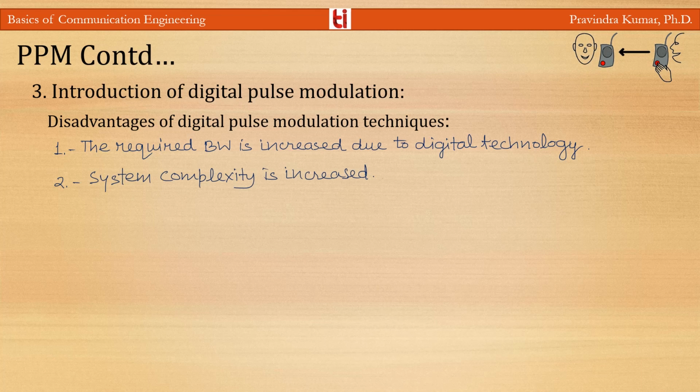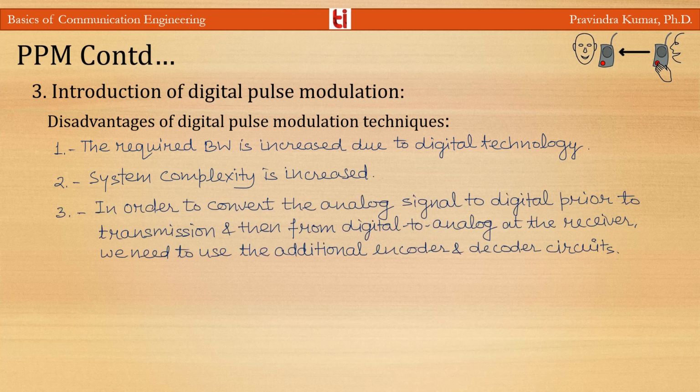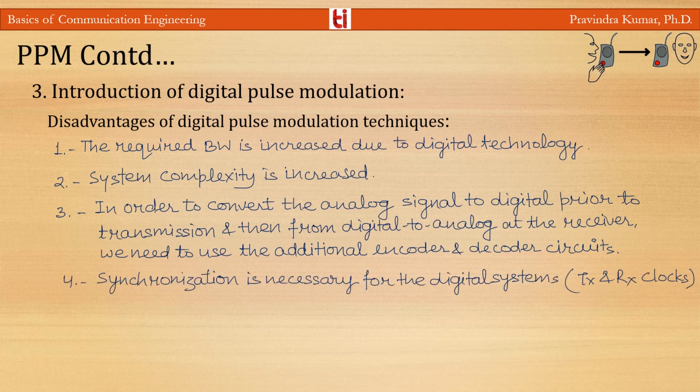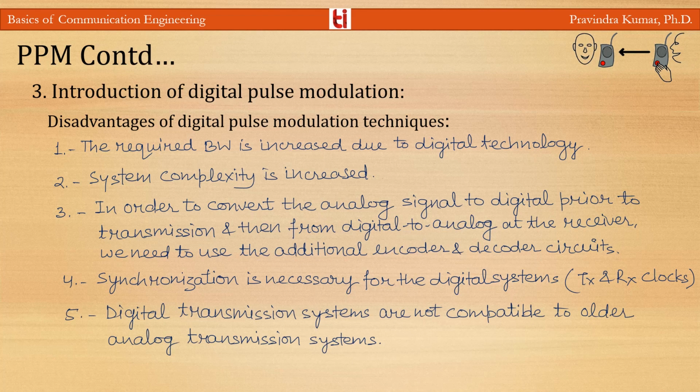The required bandwidth is increased due to digital technology, and system complexity is increased in order to convert the analog signal to digital prior to the transmission, and then from digital to analog at the receiver end. We need to use additional encoder and decoder circuits, and synchronization is necessary for the digital system transmitter and receiver clock, and digital transmission systems are not compatible with older analog communication systems. These are some disadvantages of digital communication, digital pulse modulation technique.